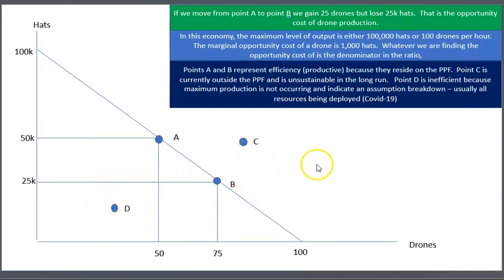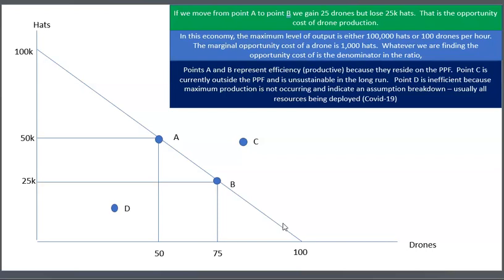Couple of points of note here. Point D is inside the boundary of the production possibilities frontier. So while it is a feasible production point, it also represents inefficiency. And so we would not want to be there as an economy or as a business. Now, when could that happen? Well, think about times where all your resources are not deployed efficiently.